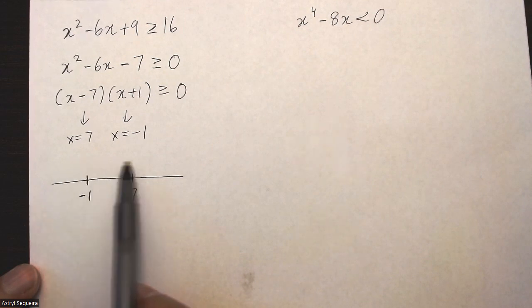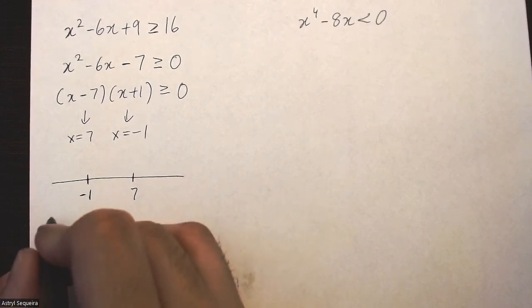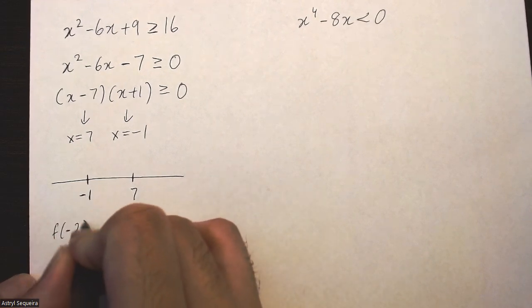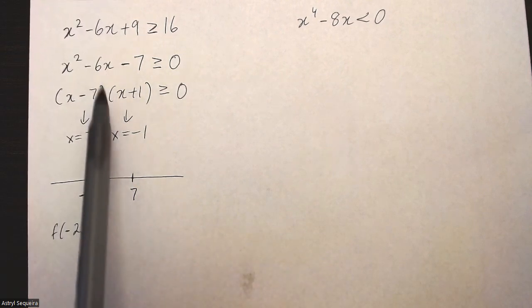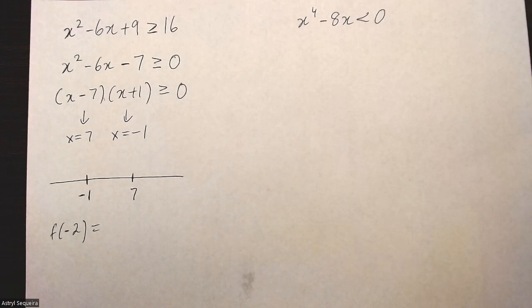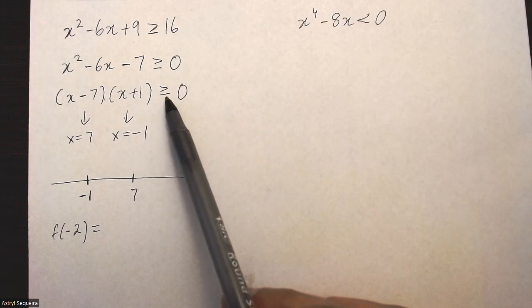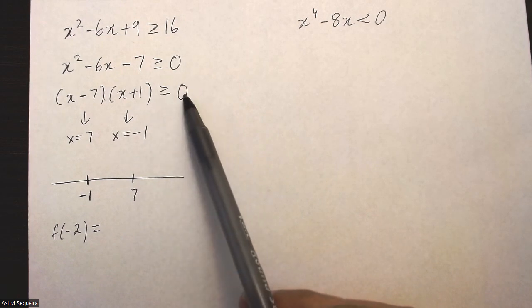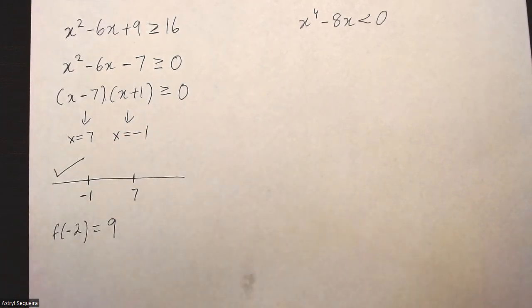Then I want to test each of the intervals. So I'll start with testing this interval over here. I'll start with basically f of negative 2. And I'll do this in my calculator. You can sub it in either of these two equations. It doesn't really matter. And if I put this in my equation, I'll get positive 9. And positive 9 is greater than 0. So that's a good range over there.